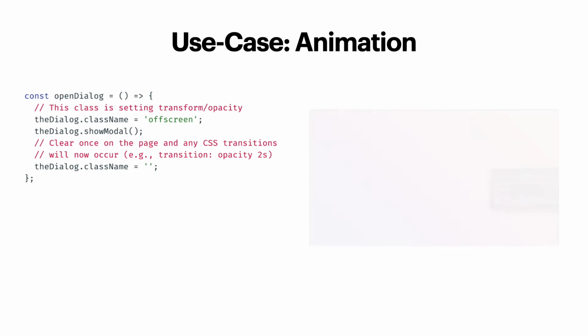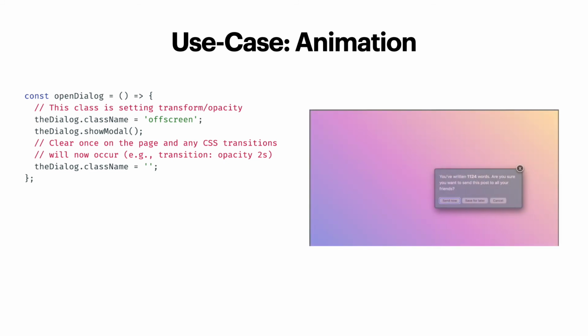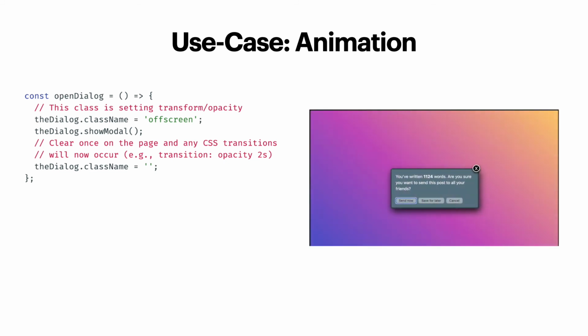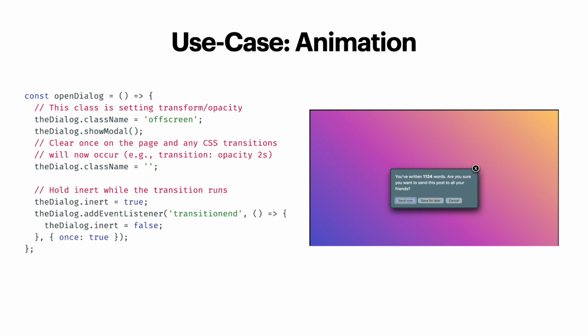So when I show a dialogue, I can combine this show modal call with perhaps I'm going to start the dialogue off screen and then let it animate in over a second. One interesting thing I can even do here is maybe disable the interaction on the dialogue with inert during that time. Now, maybe a second is too long, but you get the idea.